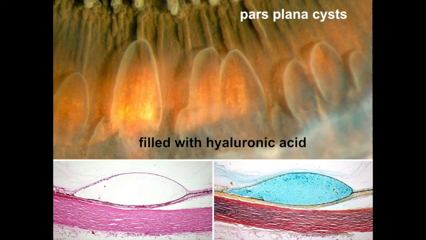Pars plana cysts are fairly common in elderly patients. They're essentially a split between the pigmented and non-pigmented layers of the ciliary epithelium on the pars plana. The cysts are filled with hyaluronic acid, which is subject to hyaluronidase digestion.